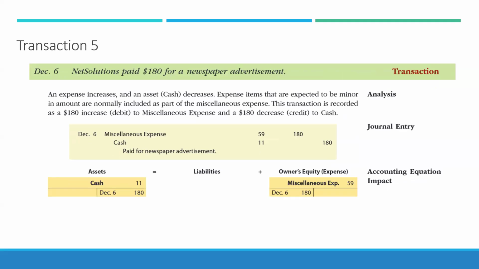Paid $150 for a newspaper advertisement. That's going to be a debit to an expense. In this case, it's going to be miscellaneous expense. If in the company's chart of accounts there was an advertising expense account, it could be advertising expense too. It just depends on how the company has their accounts set up. And then the credit is going to be the cash because the cash is reduced.